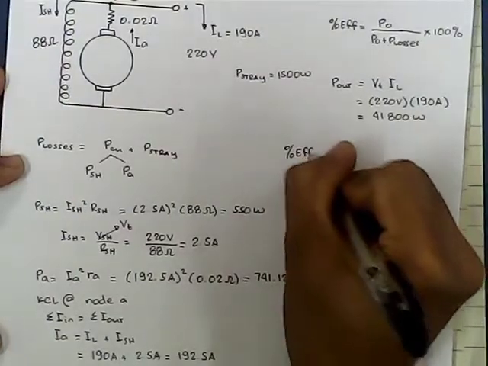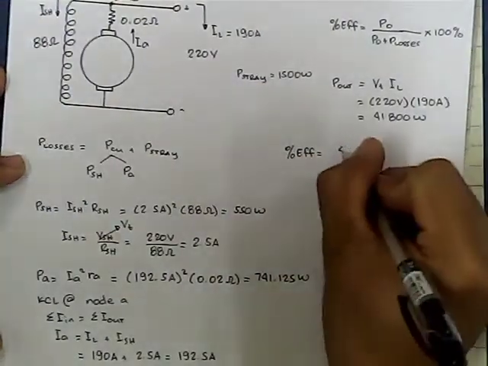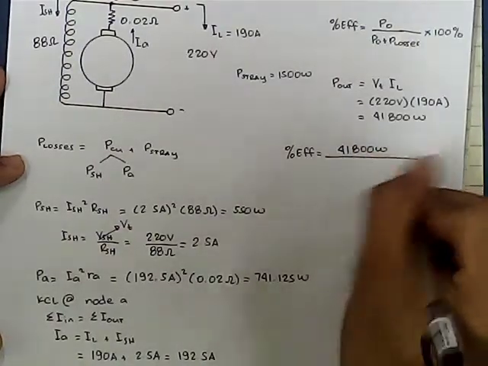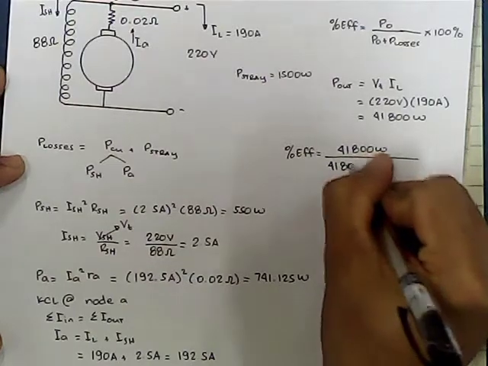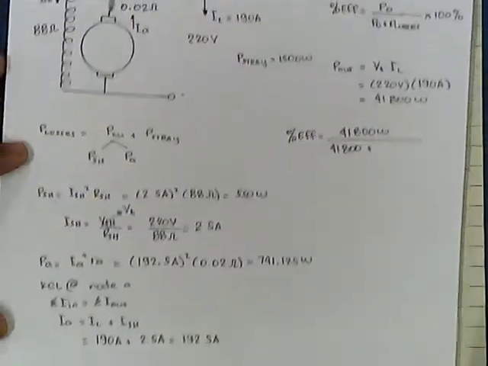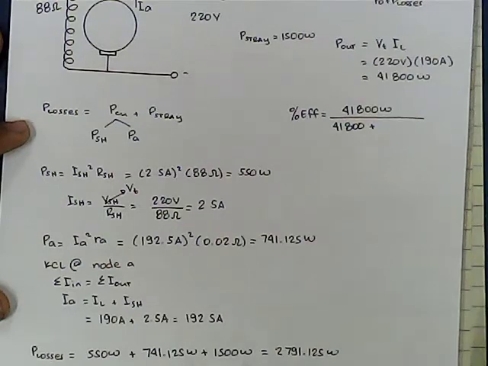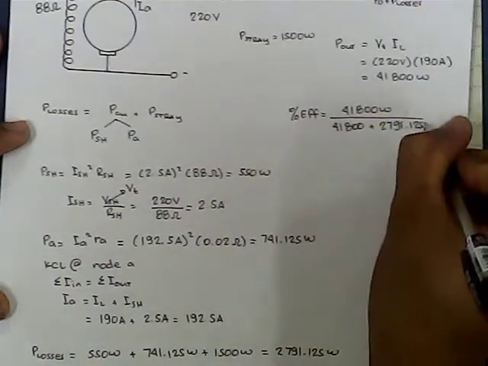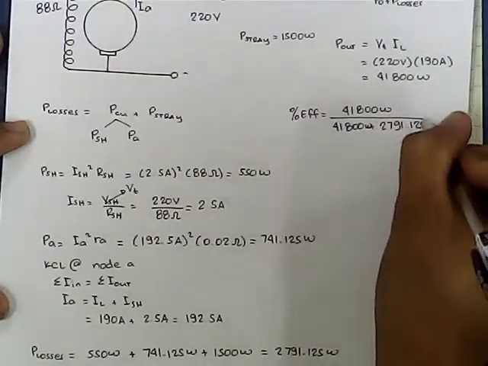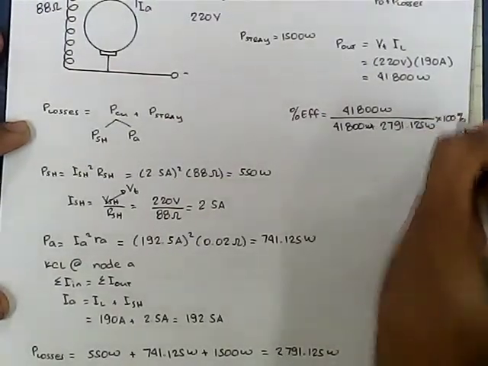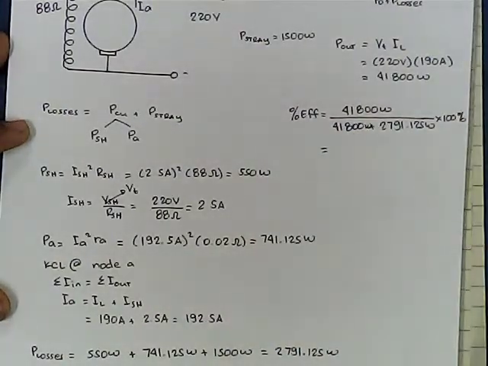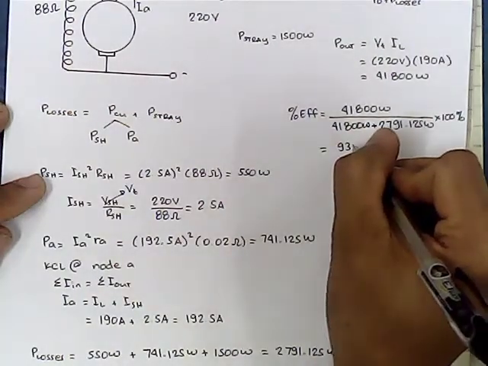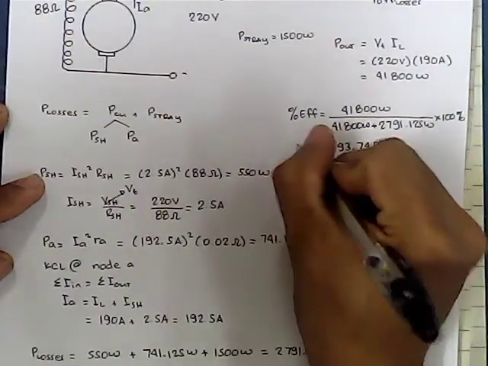Percentage efficiency equals the power output is 41,800 watts. Divide this by 41,800 watts plus the total power loss, which is 2,791.125 watts times 100%. This is 93.74%.